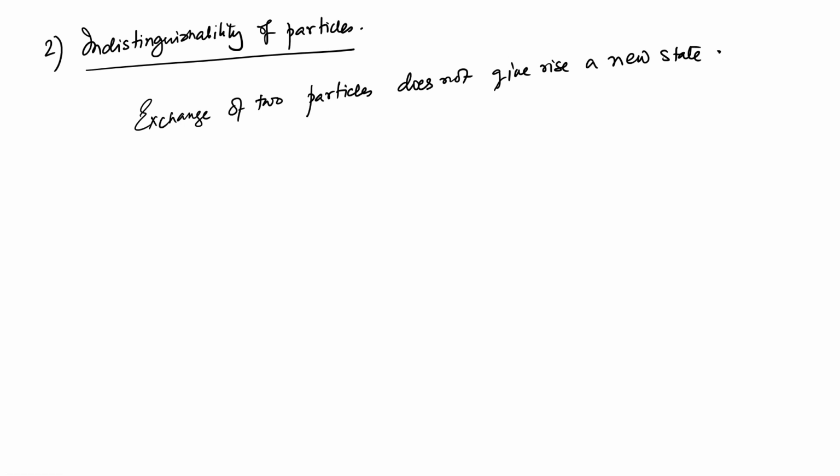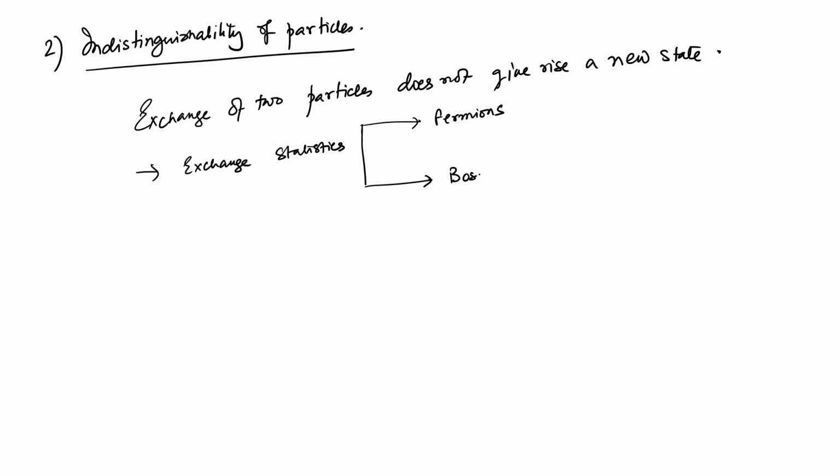In classical statistics, it was taken that the exchange would have given rise to a new state. So, even within that, one needs to define an exchange statistics, and this exchange statistics gives rise to two kinds of particles. One is called fermions, which upon changing their mutual positions pick up a negative sign, that is a phase equal to pi. There are other kinds of particles which do not pick up a sign, or rather they pick up a phase equal to 0. This 0 and pi phase, because of the interchange of particles, gives rise to two kinds of quantum particles that we have to talk about.